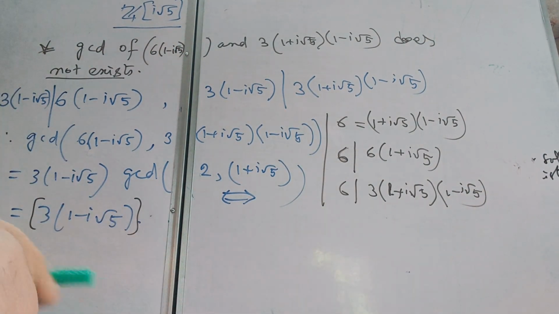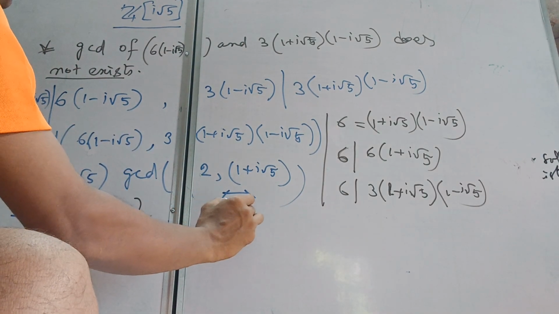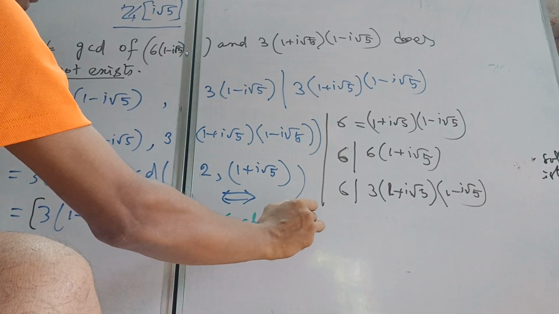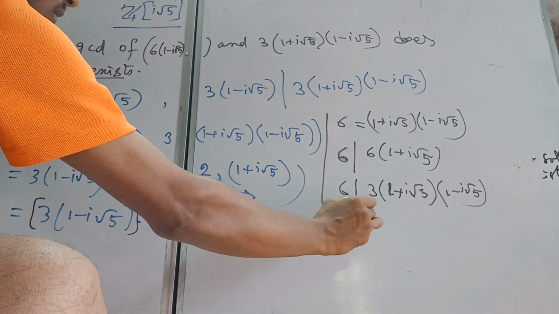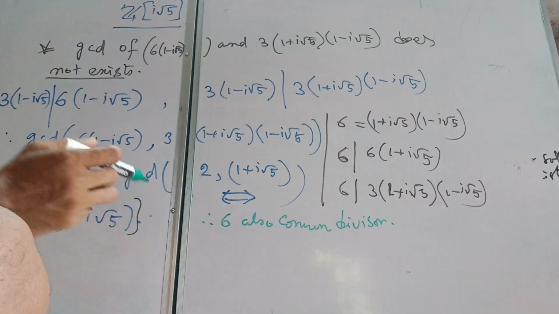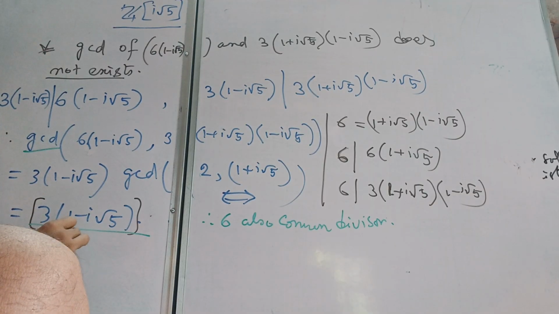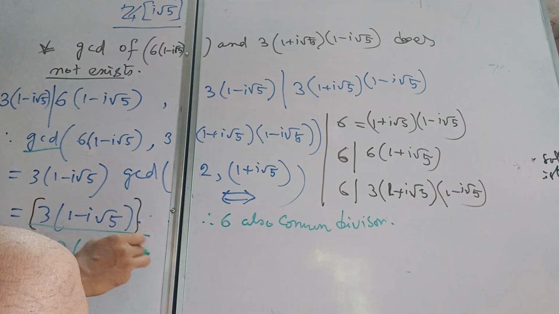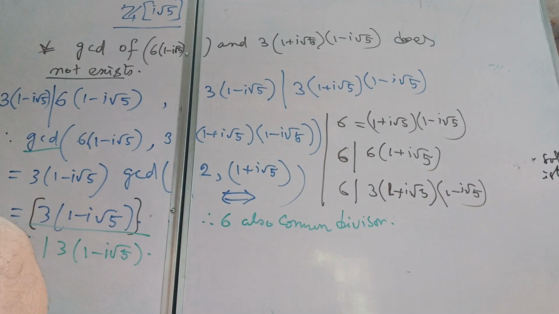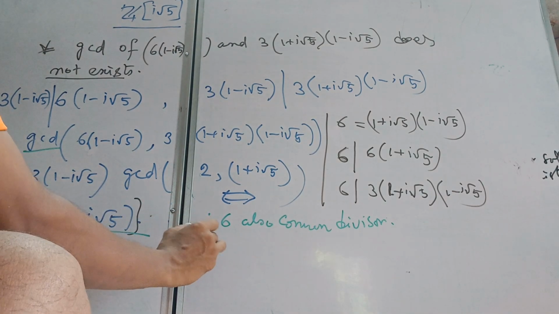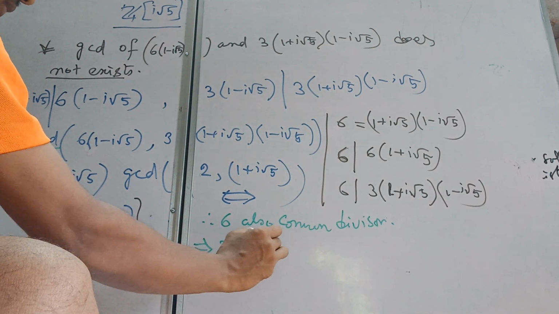Then what happened here? That means 6 is a common divisor, and here we obtain the GCD of these two equal to this one. That means what happened? 6 divides this one, yes or no? This one is the greatest common divisor and this one is also a common divisor. So 6 obviously divides this one. So this implies 2 divides 1 minus i root 5.